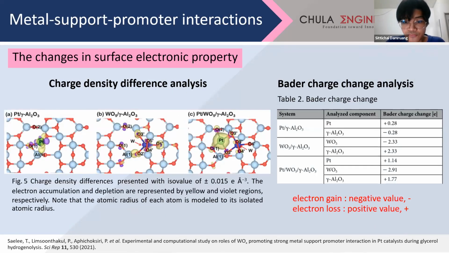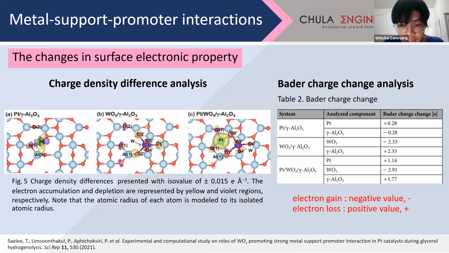For the change in surface electronic property analyzed by charge density difference and Bader charge change, in figure A, the electron transfer from platinum to the alumina support is verified by the electron gain in the support and electron loss from platinum, as shown in the table. Besides, the charge density difference reveals that the metal support bonding occurs only between platinum and the oxygen side.